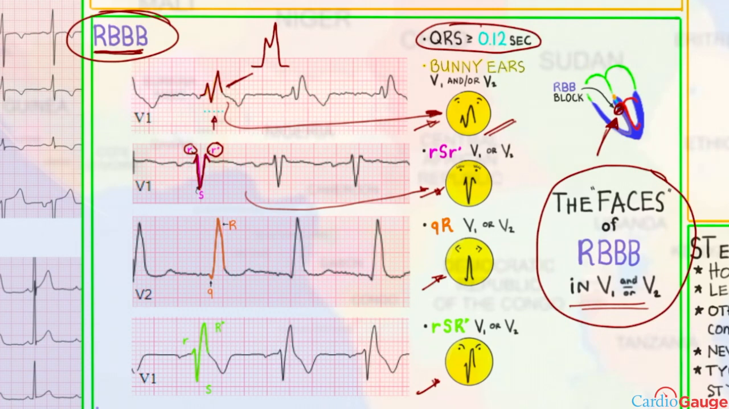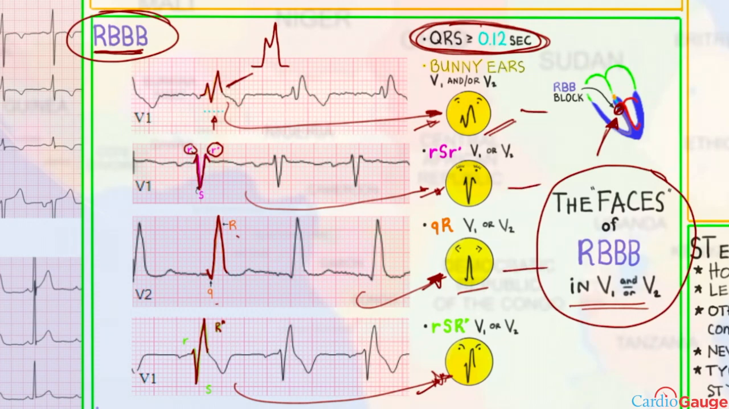It can also look like this, where there's a little Q wave, and then there's a big R wave. So QR. And then lastly, you could have a little R wave, kind of a big S wave, and then a big R wave, or R prime, big R prime. So right bundles can look any of those ways, and the key is to, first you recognize the QRS is wide, and then you look at V1, and you're looking for any of these patterns here.